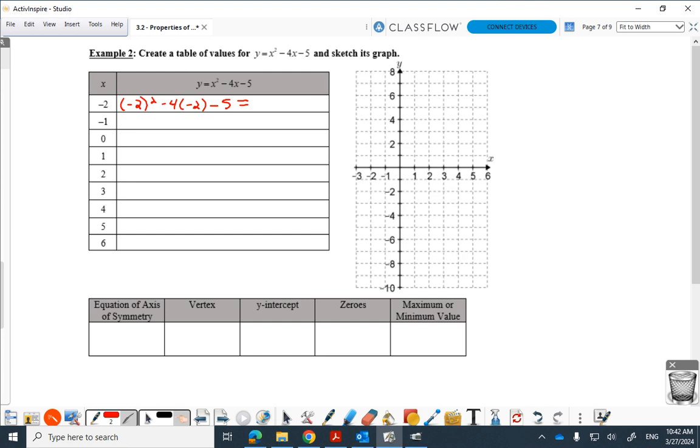And you can move ahead of me too. I'm just going to go through them now and just type these all in. Negative 2 squared. Oops. Delete. Squared. Minus 4 bracket negative 2 minus 5 equals, I get 7. Did anyone else get 7?